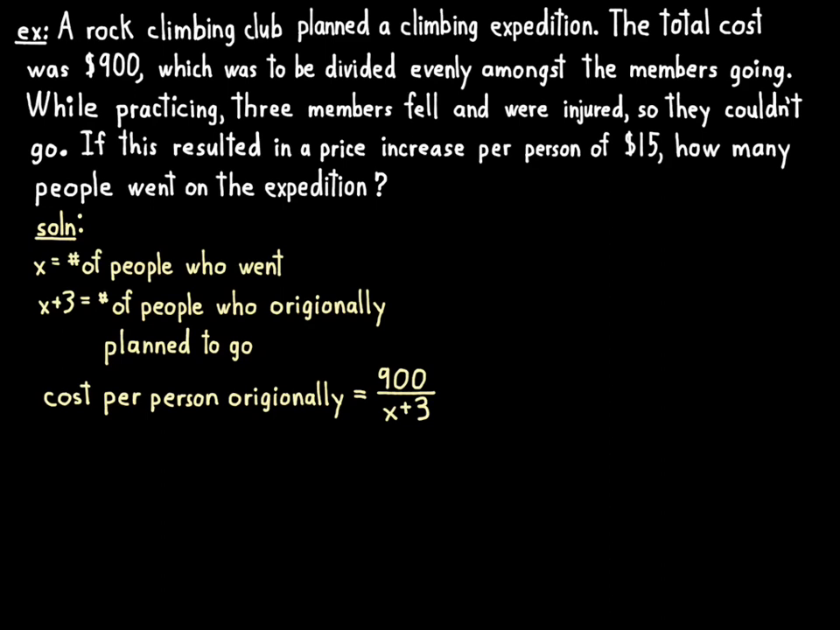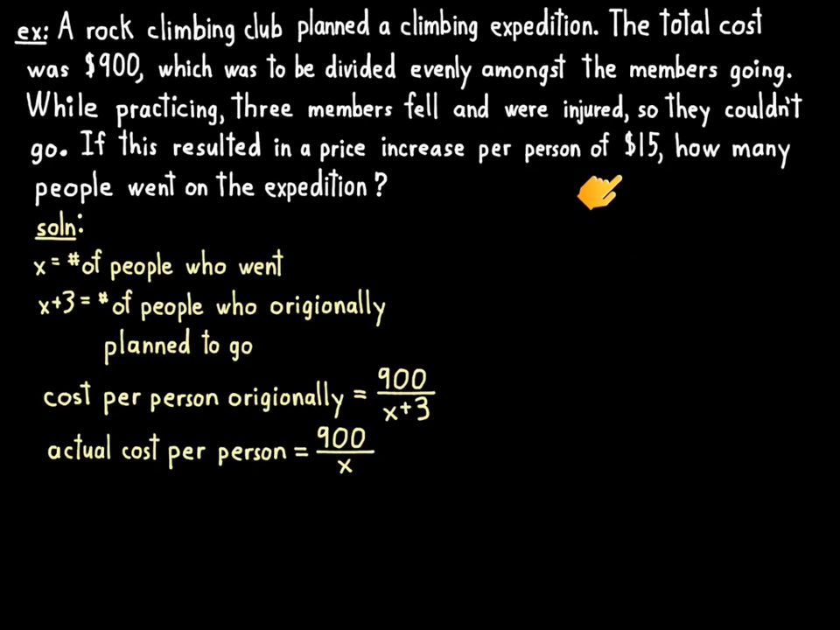Now, after the 3 people injured themselves and couldn't go, the actual cost of the trip per person is 900 divided by x. It's 900 divided by the actual number of people who went. And I look up here and I see x equals number of people who went written right on my piece of paper. Okay? That makes it easy. Now, you have to put these two expressions together into an equation. And the only piece of information we haven't used is this right here.